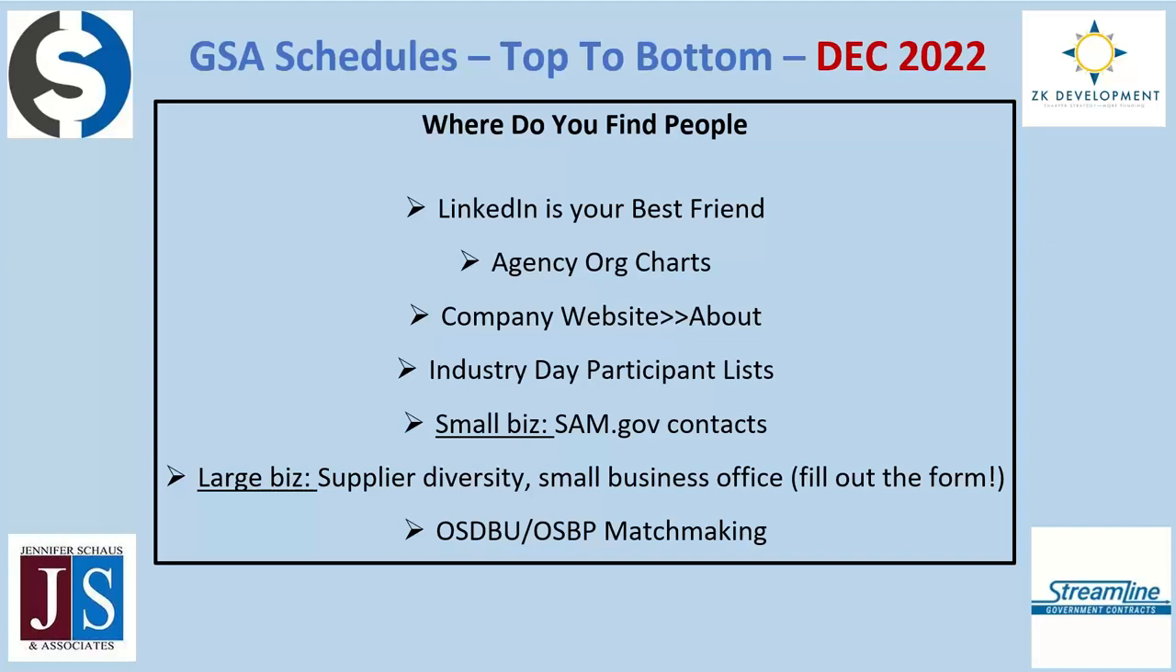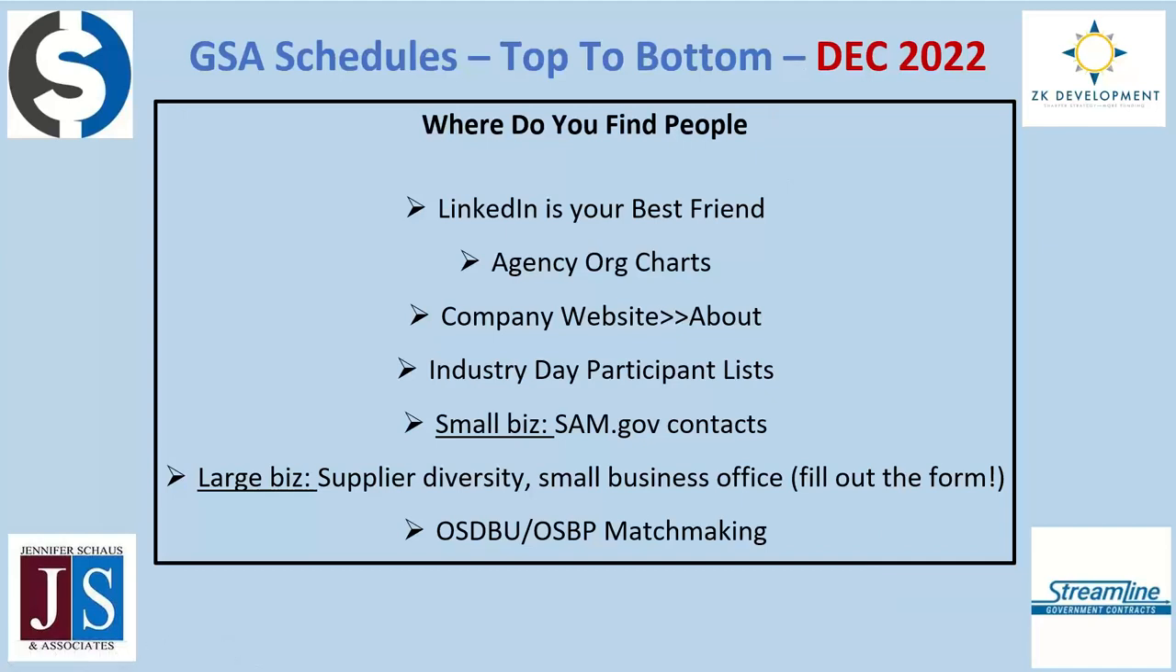For small businesses, you can look at the sam.gov entry, and they will usually have the CEO and a BD contact. For larger businesses, you're going to look for the supplier diversity or small business office, and they're always going to make you fill out a form before they'll talk to you. It can feel like a waste of time to fill out that form, but they won't talk to you until you do. They've directed all their employees not to talk to anybody from outside until they've filled out the form. So you're going to have to fill out the form so you get into their database.